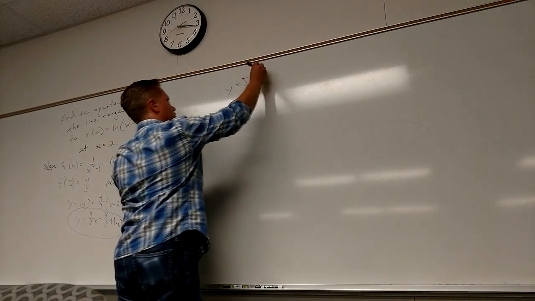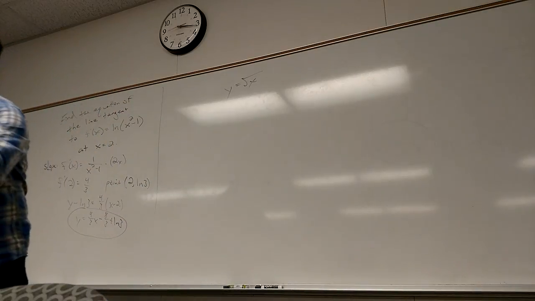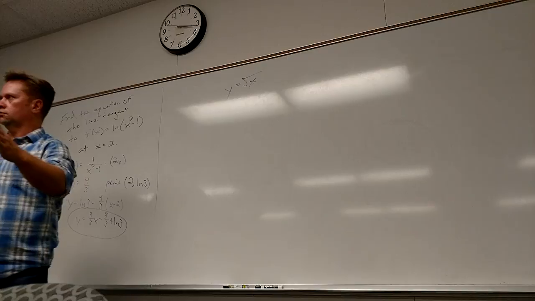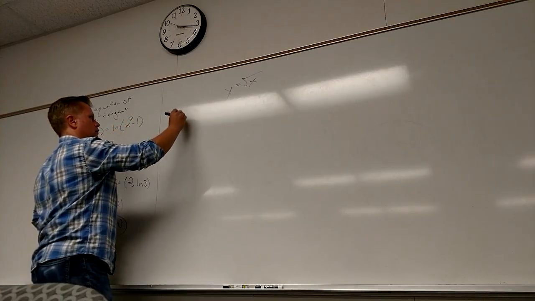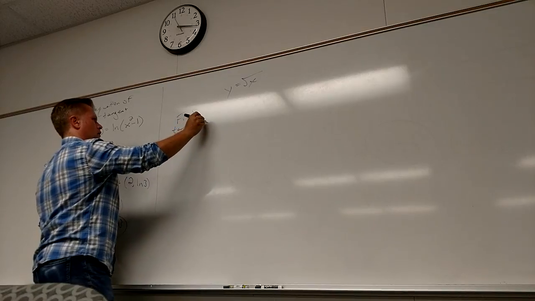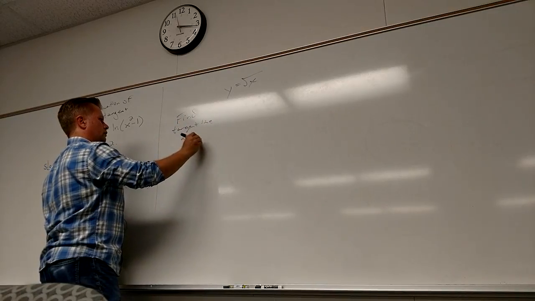I want to show you something interesting. Y equals square root of x. Let's find the slope of the tangent line at x equal to 4. Actually, let's find the tangent line at x equal to 4.